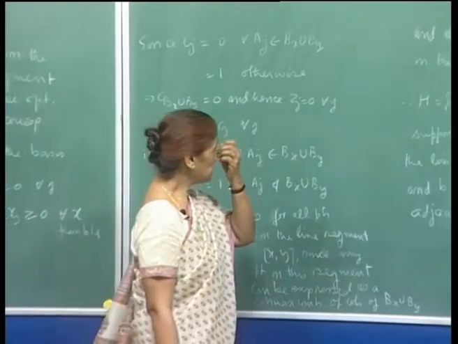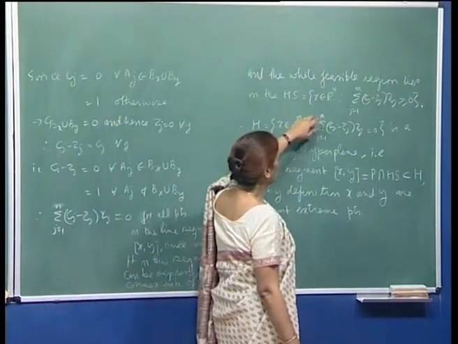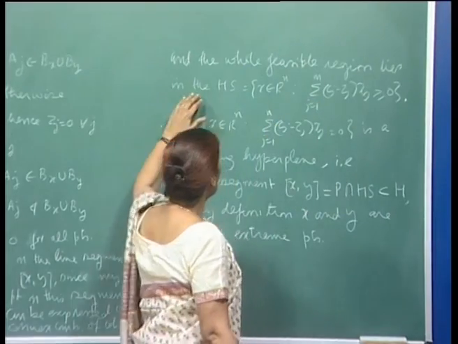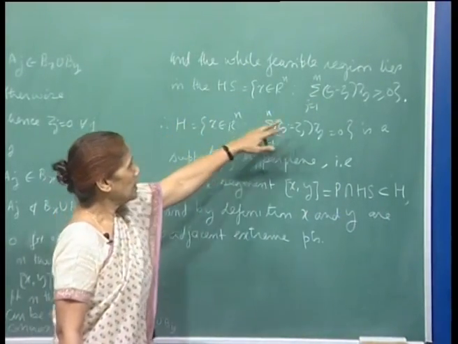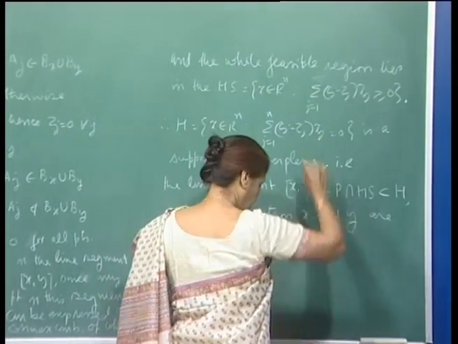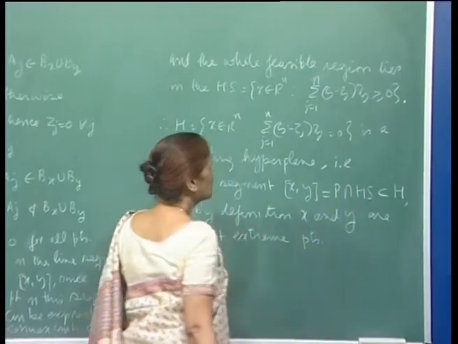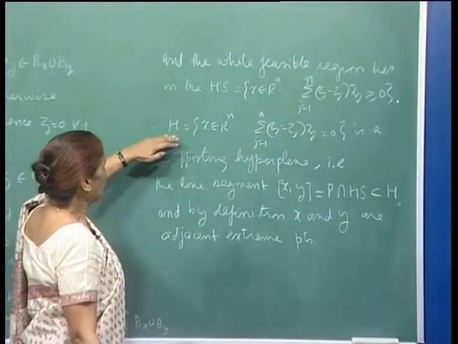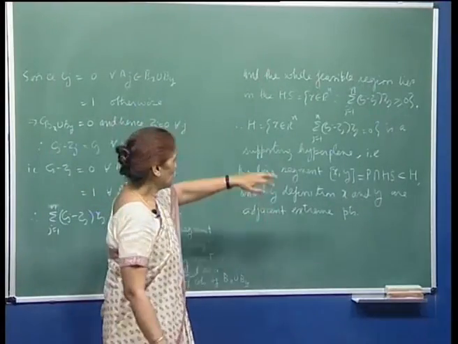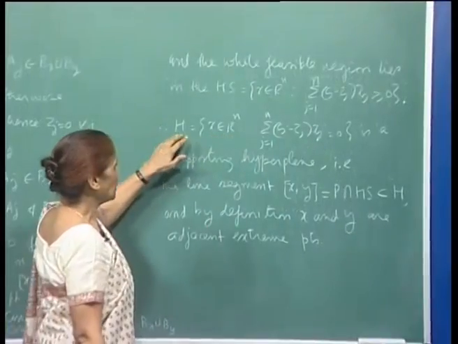And therefore, we have already shown here that, because the optimality criteria is satisfied, the whole feasible region lies in this half space where the summation of Cj minus Zj times xj, j varying from 1 to n, is greater than or equal to 0. So this is the half space and H is a hyperplane, right, because you have this one dimensional equation satisfied by all the points here. So this is the hyperplane.